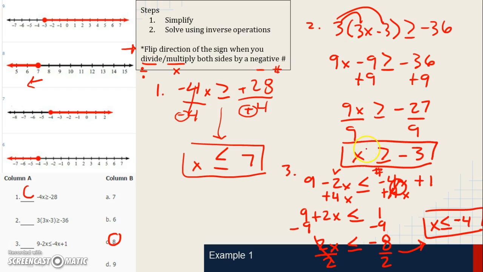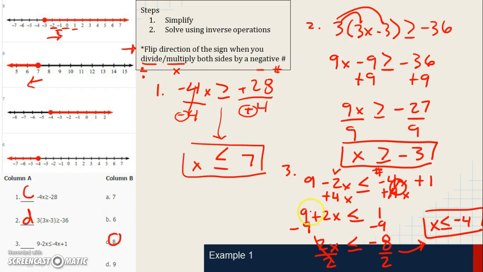For number 2, we have x is greater than or equal to negative 3. So I'm going to go look for the number line that has negative 3, and it is this one right here. And it's saying all numbers that are bigger than or equal to negative 3. Well, negative 2, negative 1, 0, 1, those are all numbers that are bigger than negative 3, so I know that this one is the correct answer. So 9 would be D.